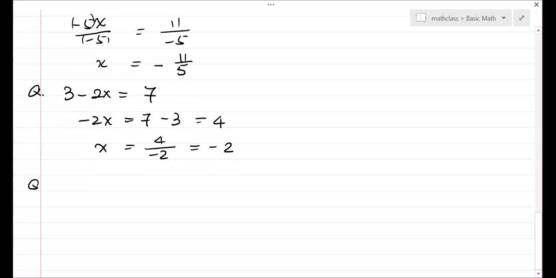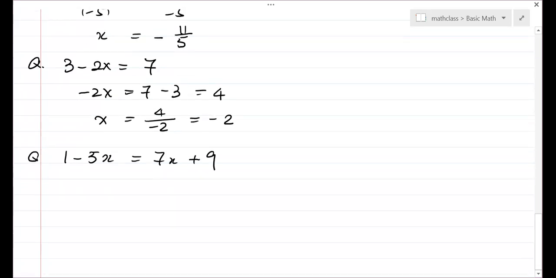Now let's do another type of problem. Both sides contain x. Okay, so I have 1 minus 5x equals 7x plus 9, for example. So now you have a little bit more complicated equation. And how do you simplify it? Alike terms should be moved together. Okay, put together. So you have 5x, 7x, right? So that should go to the same side.